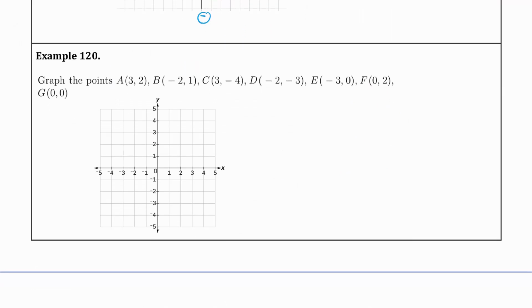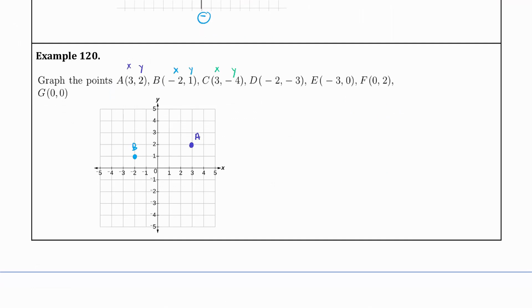Okay, now let's do the opposite. Let's take an ordered pair, again, x comma y, and let's put that on the graph. With our first point A, we have positive 3, positive 2. That means we go right 3 and up 2. That's our point A. For point B, our x is negative 2, our y is 1. That means we're going to go left 2 and up 1. That's point B.